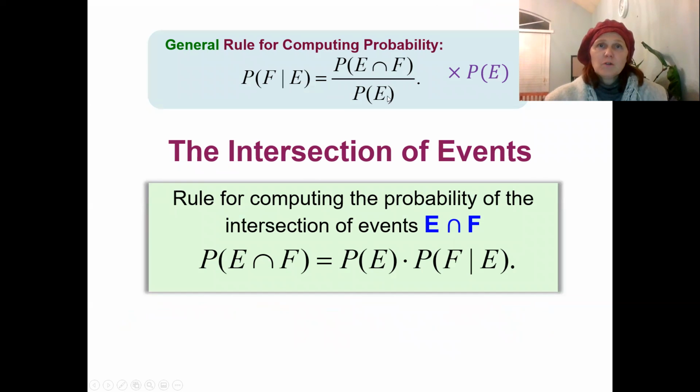If we consider the general rule for computing probabilities, this is the fraction, so the probability of F given E equals the probability of the intersection divided by the probability of E. If we multiply this formula by P of E, we will get the following formula. Probability of the intersection E and F equals P of E times P of F given E. So we have found the formula for the probability of the intersection. This is the probability of event E multiplied by the probability of event F given E.